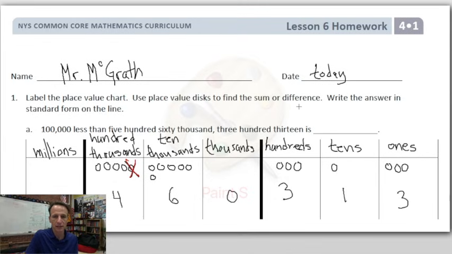And look, there's my number, and this heavy bar means our good friend, the comma. So 460,313. And you ask yourself, does that answer make sense? 560,000 and change minus 100,000 would be 460,000 and change. That makes sense. All right, so 1A is done. Let's go on to B and C.